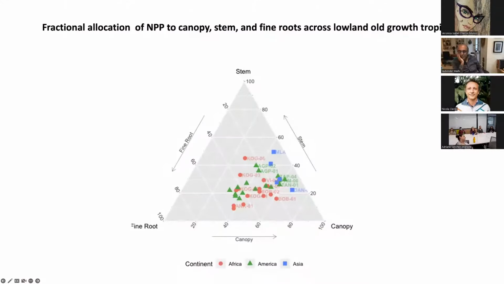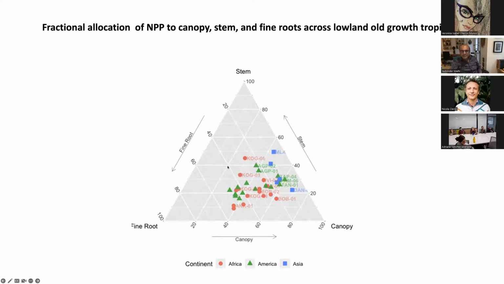And the easiest way to show this is in a ternary diagram. Sometimes this takes a moment to get your head into these diagrams to understand them. But broadly, the bottom axis shows the percentage of allocation of productivity to the canopy. So if a forest entirely allocated everything to canopy, it would be in the bottom right. The bottom left is the allocation to the fine roots, with this scale on the left-hand side indicating that, and the top is the allocation to the stem or the woody productivity.